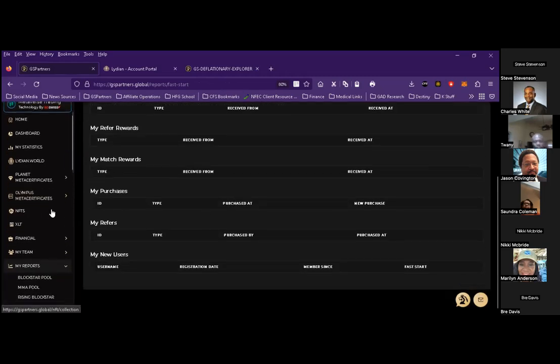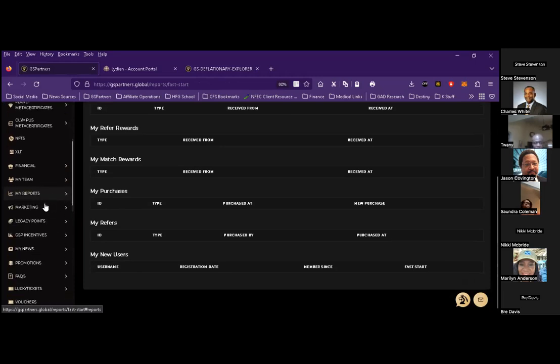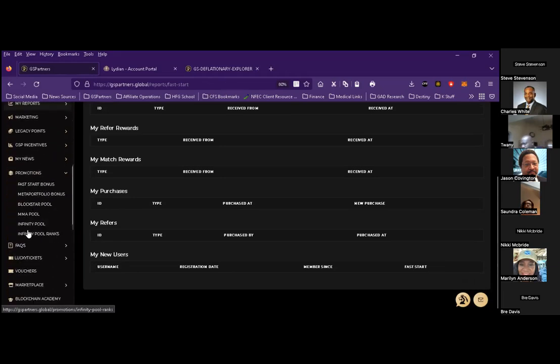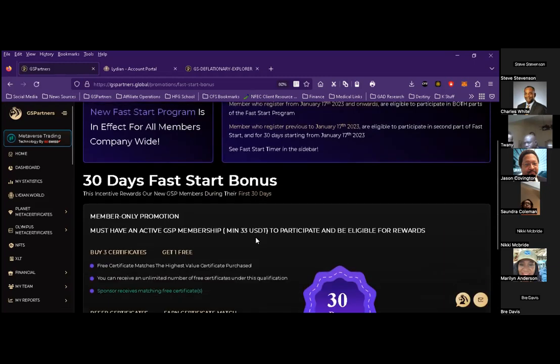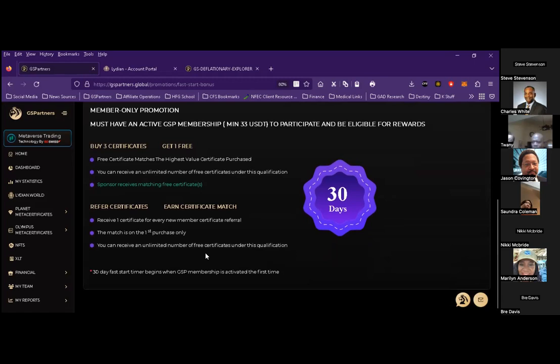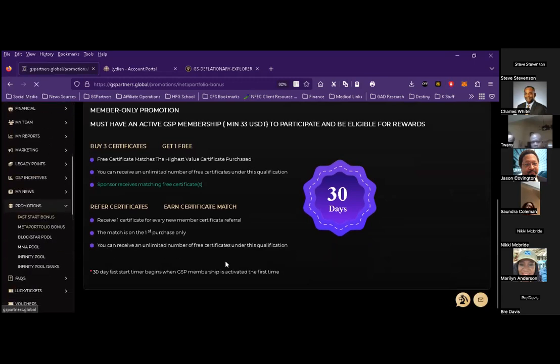Now, if you want to know more about the fast start, it's not going to be under reports. It will be under promotions. Here's where you can find all the information about each one of these bonuses. It won't tell you what you're doing. It will tell you about these parts of GS Partners. So this is all the information. Go back and read all this stuff, and you'll be able to be more in the know about this.